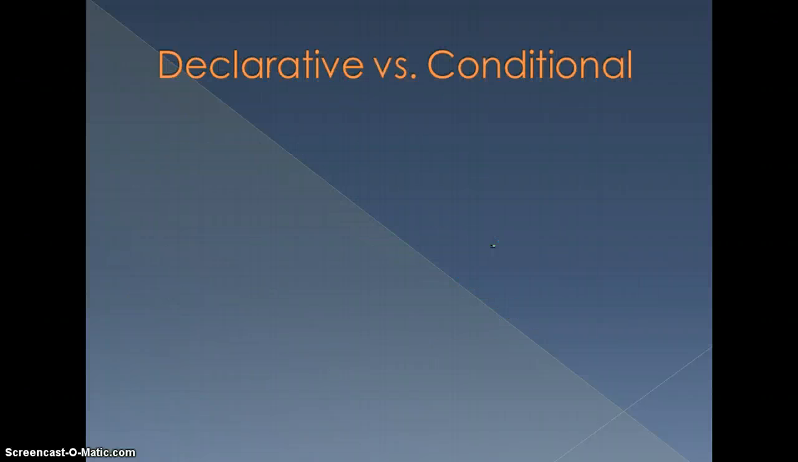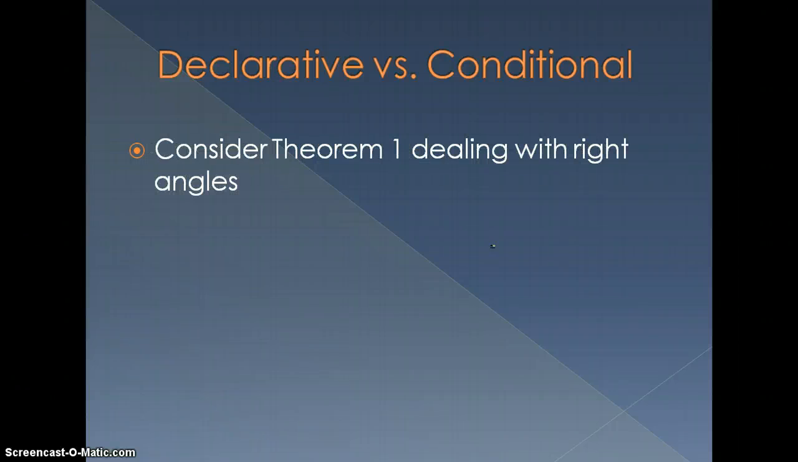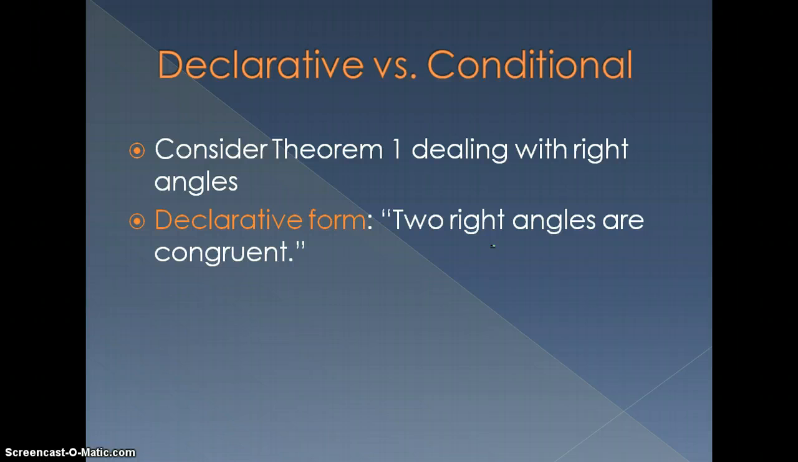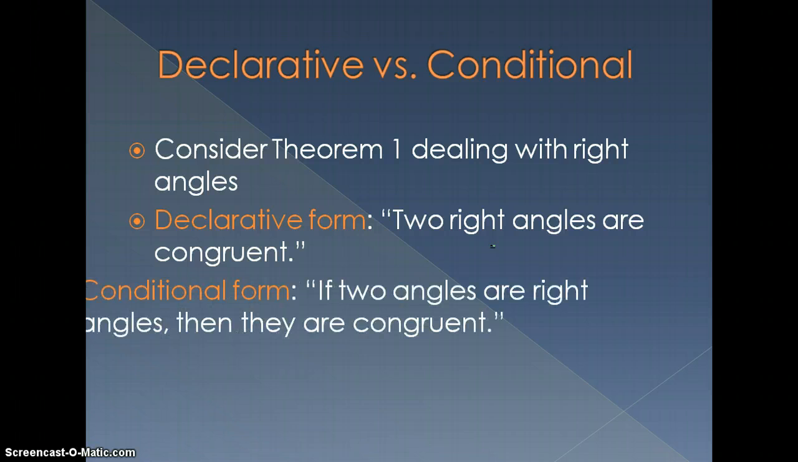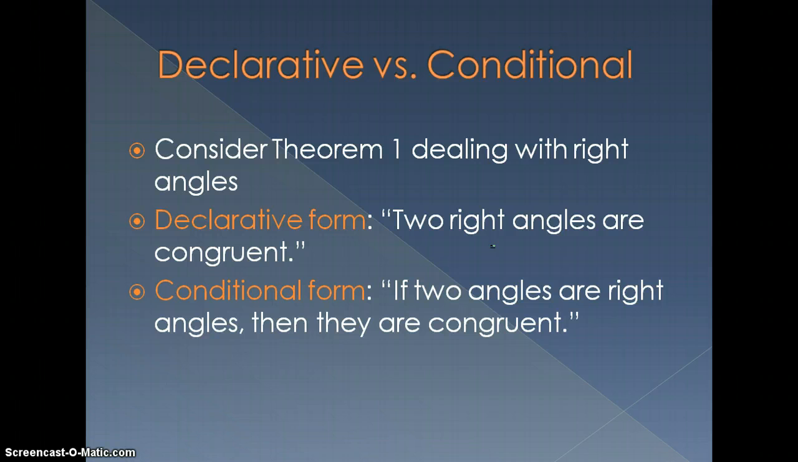Declarative versus conditional. Consider theorem 1 dealing with the right angles being congruent. The declarative form, just the statement: 2 right angles are congruent. You're stating it just like a fact. The conditional form: if 2 angles are right angles, then they are congruent. So this is that if-then format that we should be having in our proofs.